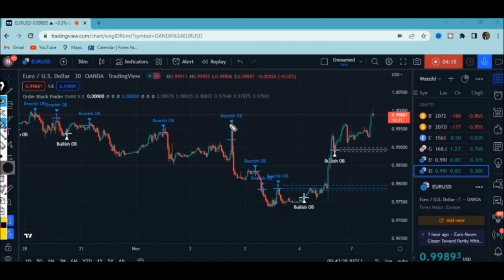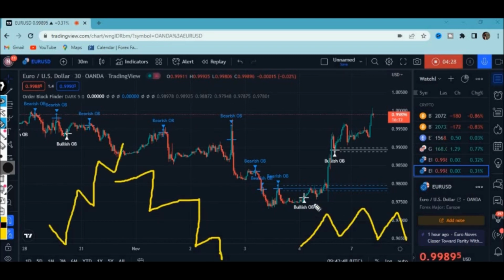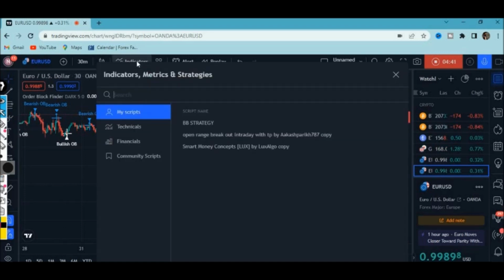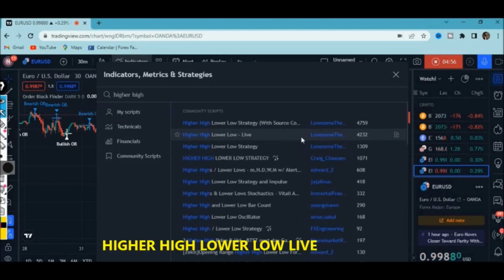As you all know, we always trade in the direction of the market, rather than when the market is ranging. If you're not experienced, you should not trade a ranging market. Let me insert this indicator right now, and please pay attention because it's something I want you to keep in mind. I'm just going to click on the indicator tab right here and use this amazing indicator called Higher High Lower Low Live by Lonesome. Once you click on it, this is what we are going to use right now.